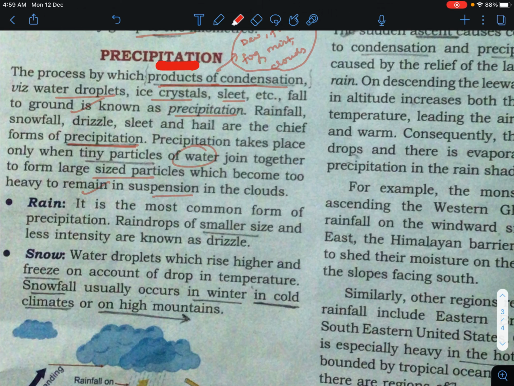The first one is rain. What is rain? It is the most common form of precipitation. If the raindrops are of a smaller size and less intensity, then it is called drizzle. So what is the difference between rain and drizzle? If the raindrops are of a smaller size and less density, it comes under drizzle. If the raindrops are of a bigger size as compared to drizzle, then it comes under rain.